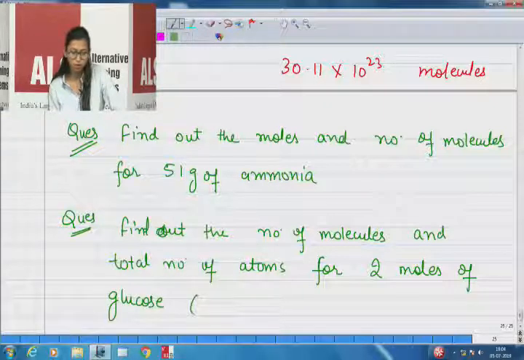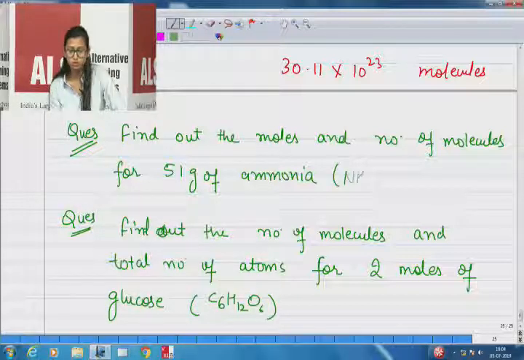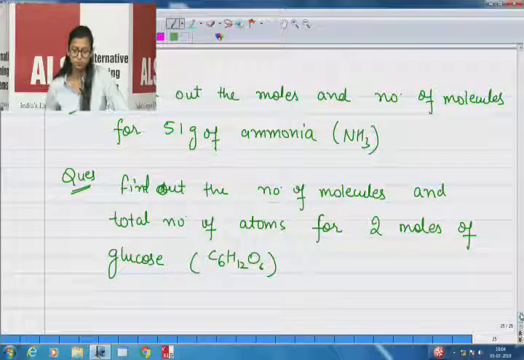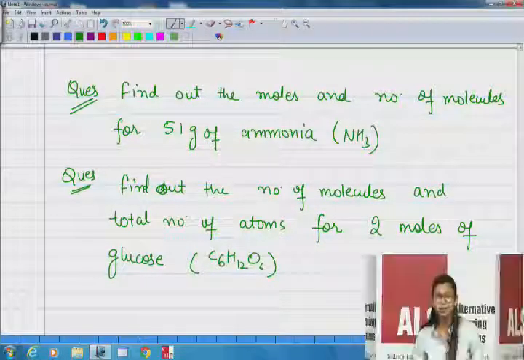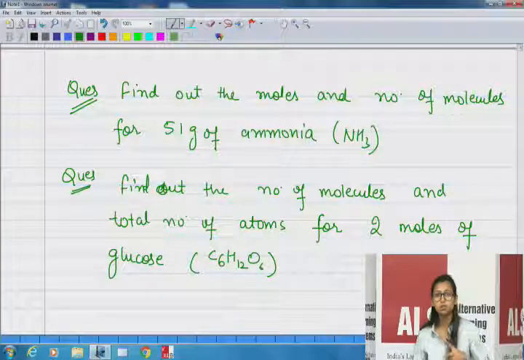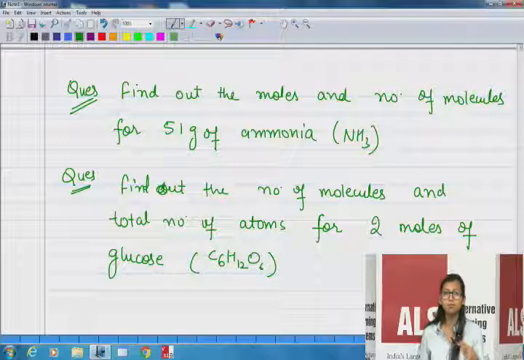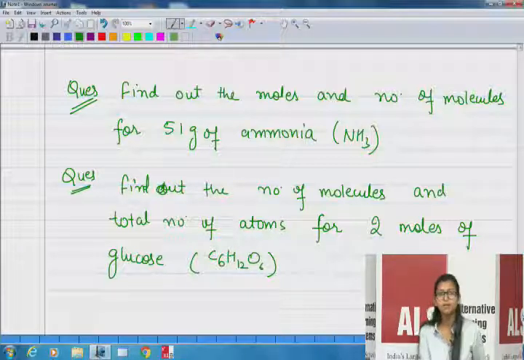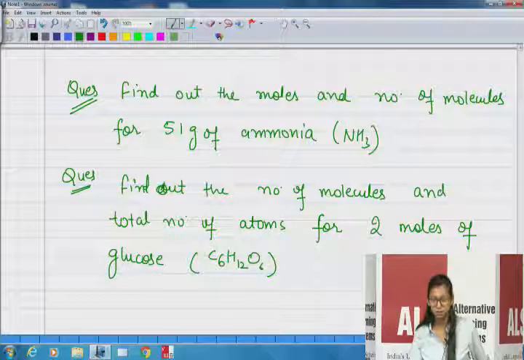So you know the formula, right? C6H12O6 for glucose, and for ammonia, again you know that this is NH3, right? So I have given you 2 questions for homework, and one thing more. That table you have to complete, the very first one, right? You have to write the molar masses of the elements 1 to 20. Okay, so these are the 2 questions. Just look at the screen, Kohima Center, and try to complete that table, okay?